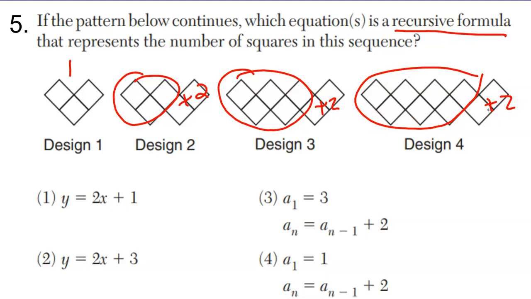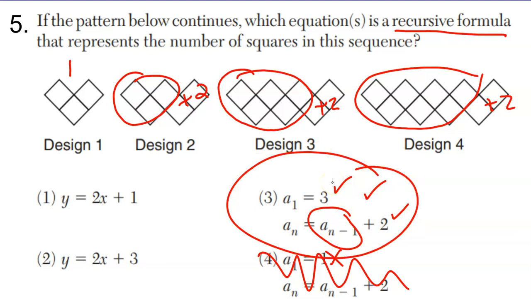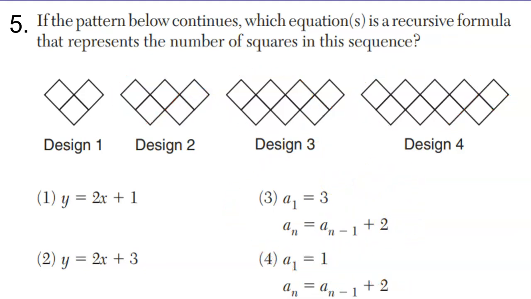So it looks like my a sub 1 is 3, so that checks out. That one does not, so that's gone already. And it looks like each design is increasing by 2: previous number plus 2, previous answer plus 2. So this one works right here. It said it was recursive, and these here are arithmetic.